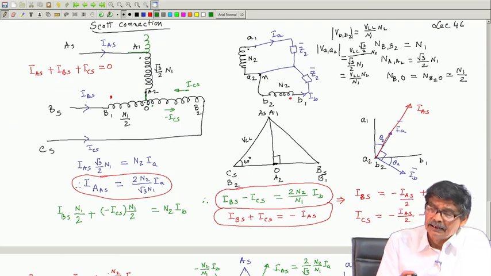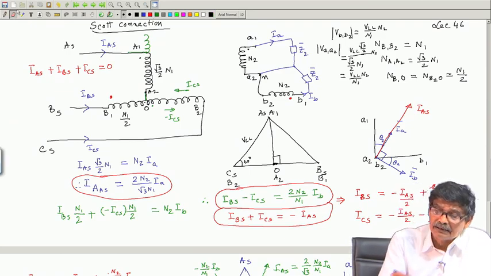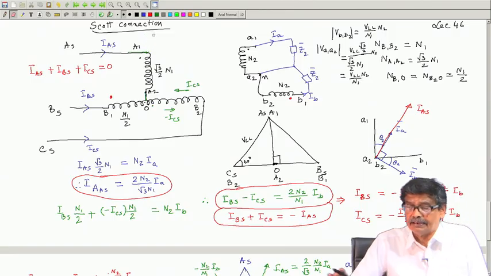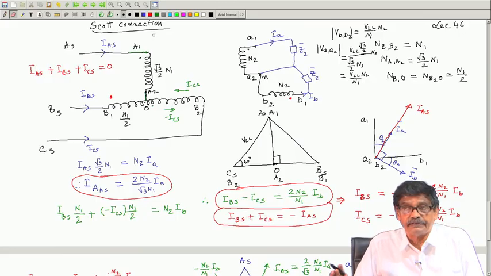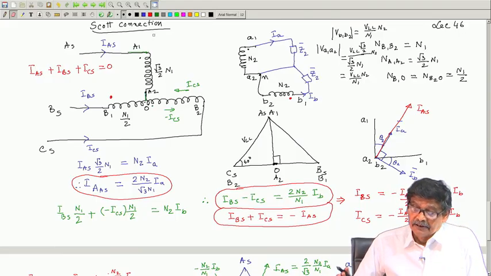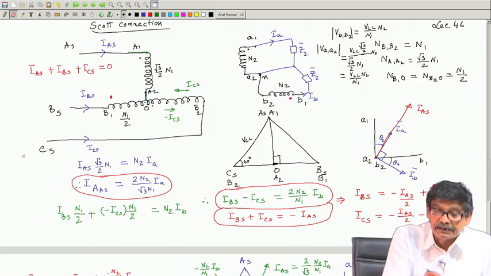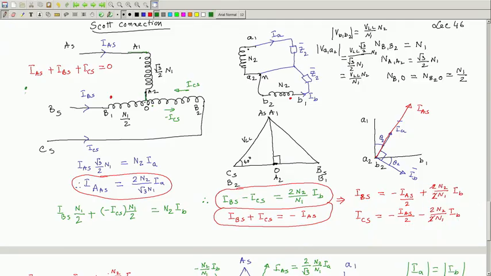You understand that. Anyway, I do not want to complicate the figure by drawing that, because this is the thing and you get a balanced two phase system. Now, just a question to check if you have understood it correctly: suppose you have a supply neutral also available, N s, and I ask you, can this N s be connected somewhere in this circuit?